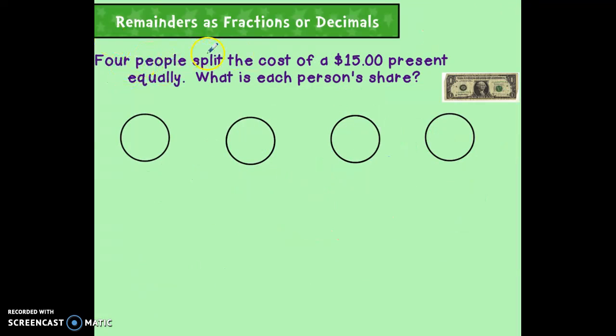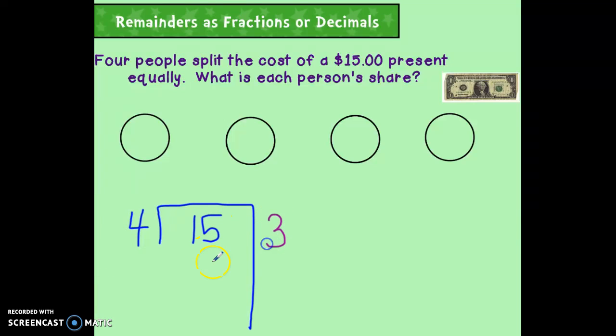Let's try this problem. 4 people split the cost of a $15 present. So I have 4 people, and we're trying to split $15. I know that 4 times 4 is 16, but that's too many, so I'm going to do 4 times 3 is 12. Subtract that. 5 minus 2 is 3. I have 3 pieces left over. 4 cannot fit into 3, so I have $3 left over, and right here I see there are 4 people. So each person is spending 3 3/4. That's like $3.75.